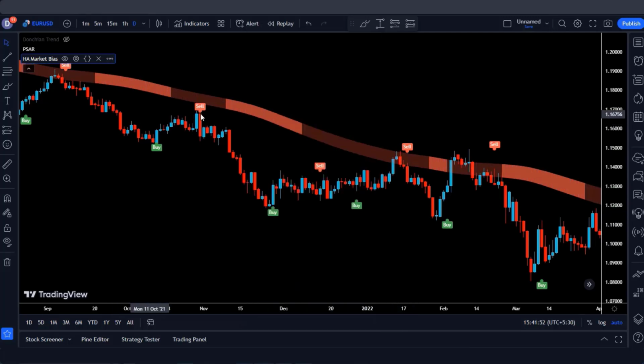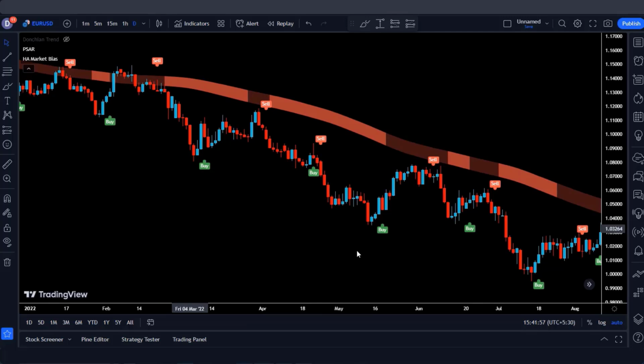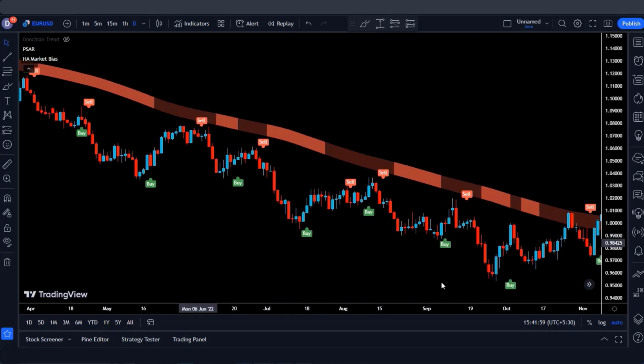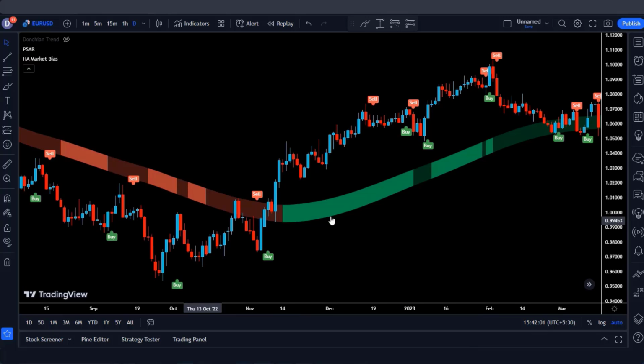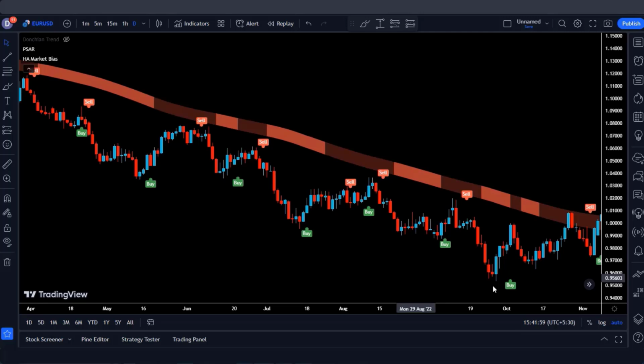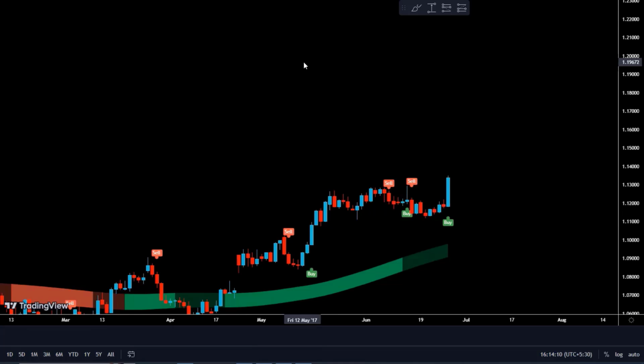The market bias indicator tries to determine the overall trend of the market using smooth Heikin Ashi candles. Just like the first indicator, this indicator uses color to filter out bullish and bearish trends. When it's colored bright and dark green, that is a bullish trend. And when it's colored bright and dark red, that is a bearish trend. Now, how do we trade with this indicator? Well, to take a long trade, these are the conditions.